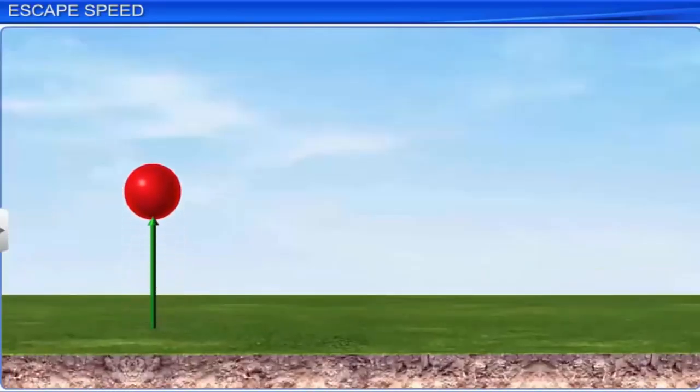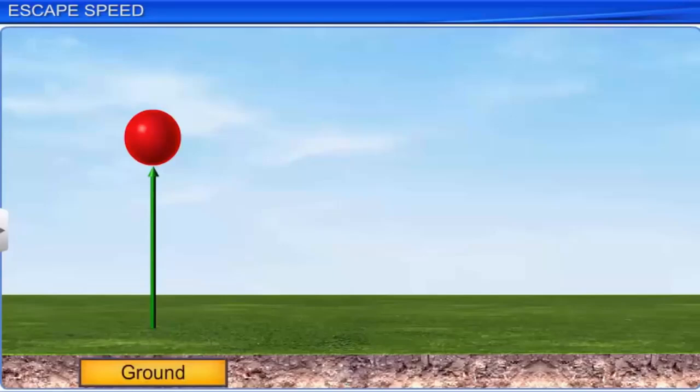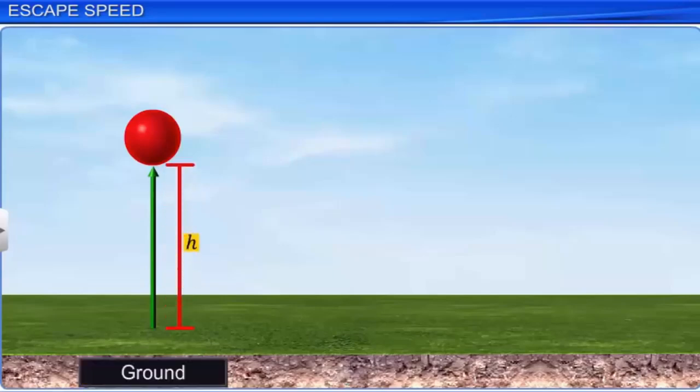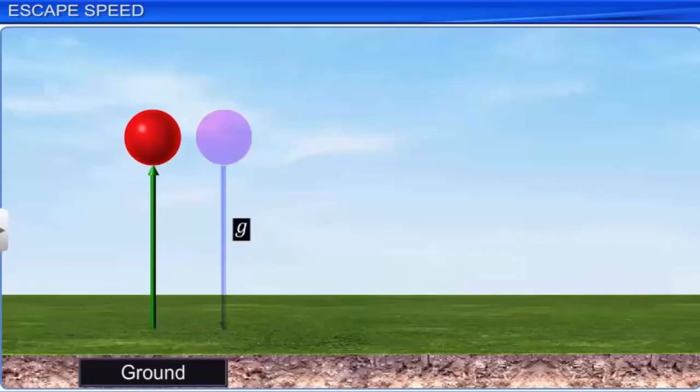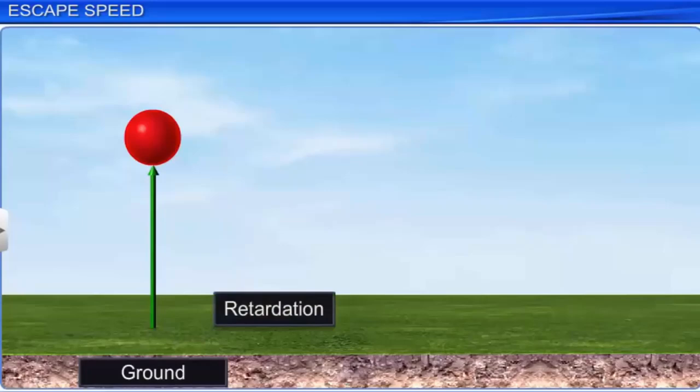If you throw a body vertically upwards with some velocity from the ground, it attains the height where its velocity becomes 0 and then returns to the point of projection. As soon as the body is thrown, it is under g acting towards the center of the earth. When the body is on its way up, it is under retardation till it attains 0 velocity and then returns to the ground due to gravitational pull.